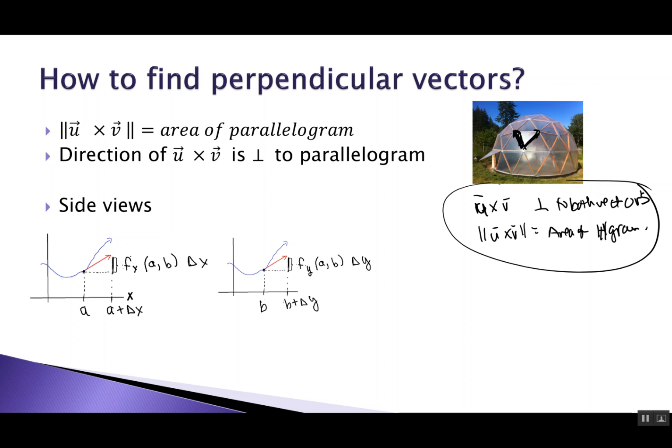Let's look in the X direction. If I look at a side view of this surface, here Z is my vertical axis and X is my horizontal axis. So right here is my delta X. I'm going to take that little tangent vector. That's one of these vectors along here. Its X coordinate is going to be delta X. Its Y coordinate, back from Calc 1, is the derivative times delta X. That's the differential, right?